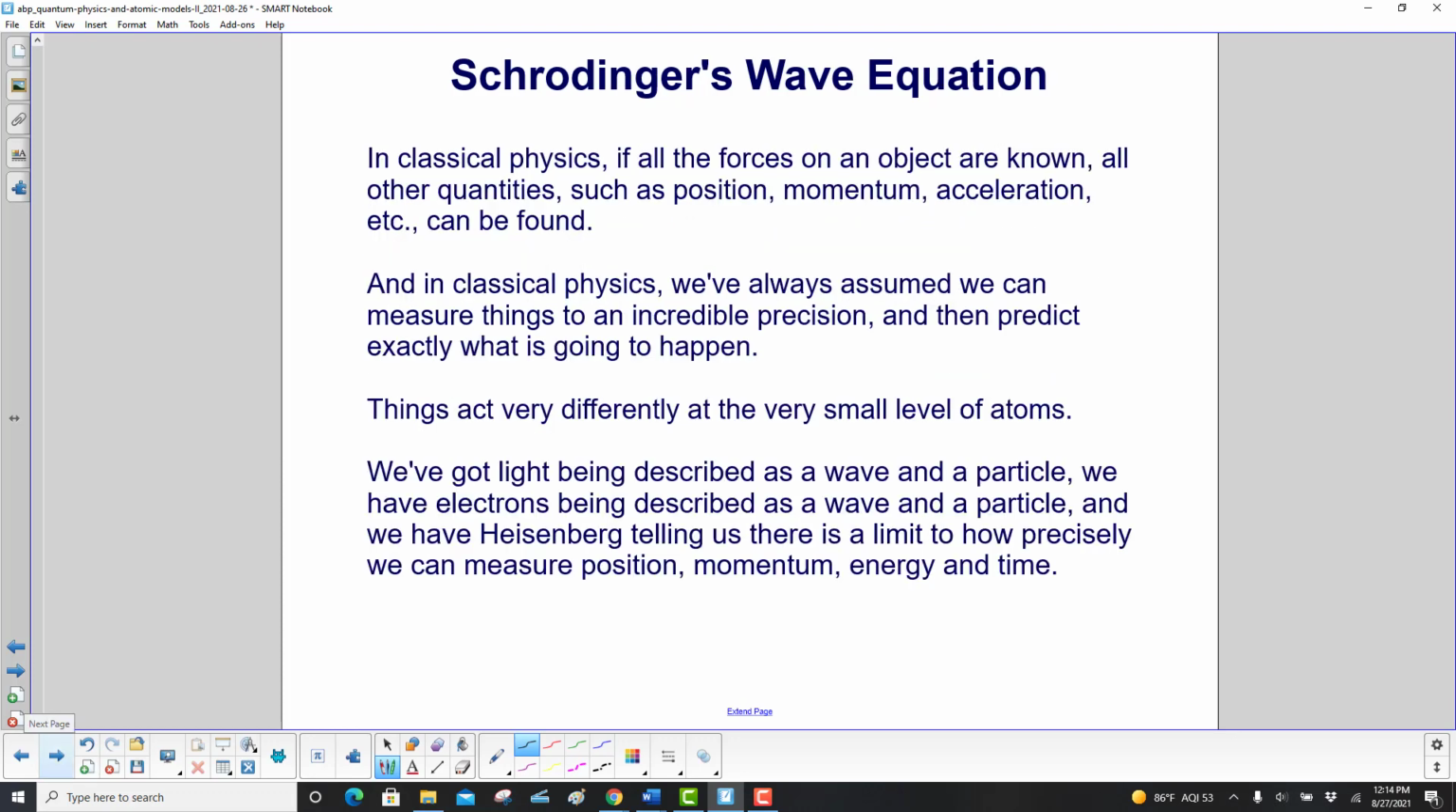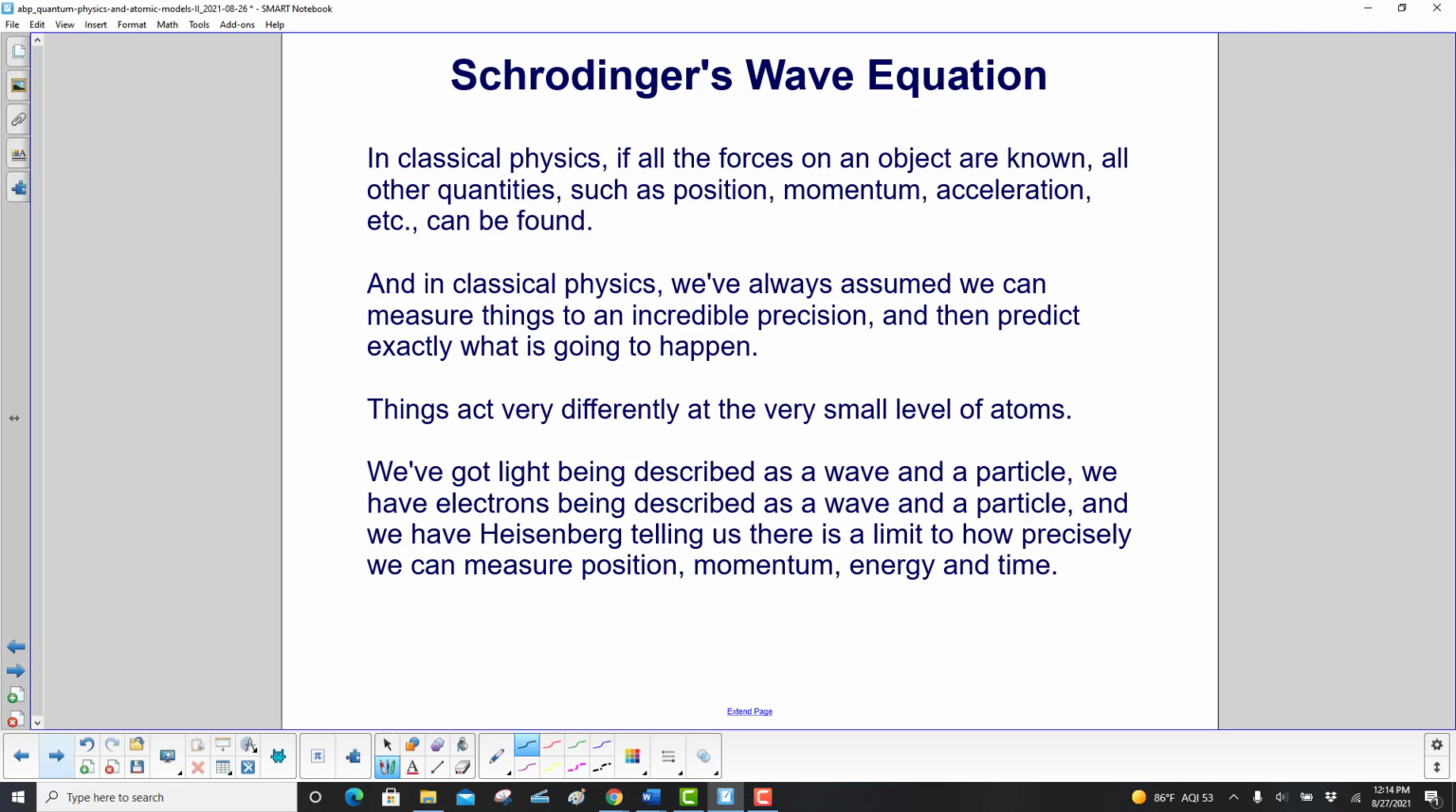In classical physics, or Newtonian physics, if all the forces on an object are known, all other quantities such as position, momentum, acceleration, etc. can be found. And in classical physics, we've always assumed we can measure things to an incredible precision and then predict exactly what is going to happen. Things act very differently at the very small level of atoms.